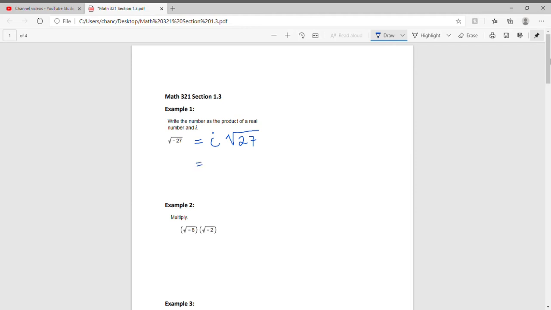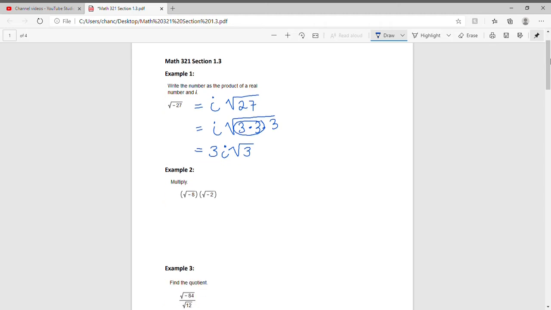Now, since we're looking at the square root of 27, we want to look for groups of 2. This is 3 times 3 times 3. I can pull out a pair of 3's from this. So let's pull out a pair of 3's and bring that to the front. We have 3i root 3. And that's the simplest I can make this example.